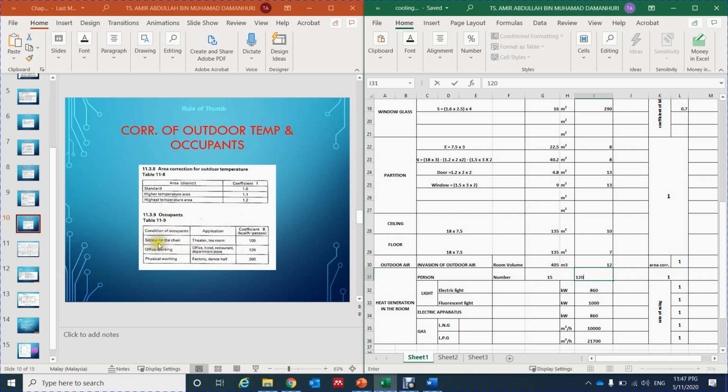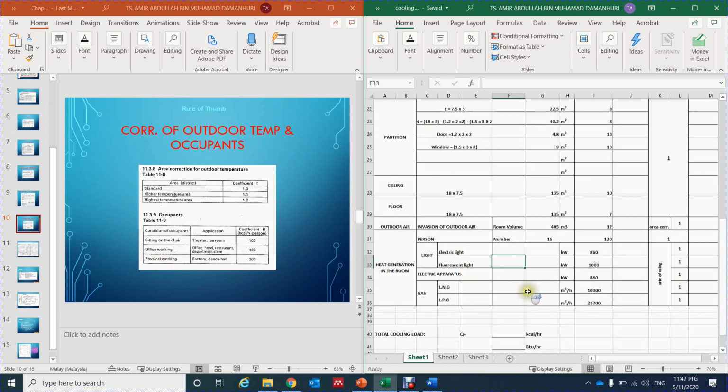You can also choose sitting on the chair. For example, in a classroom application, we can select the coefficient of B as sitting on the chair. But if it is maybe in a manufacturing area, for example, where they are doing some sort of physical working in a factory, you can choose 200 for the coefficient. Much higher will be reflected in the much higher cooling load that we get.